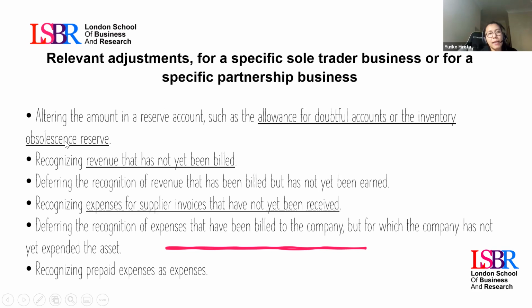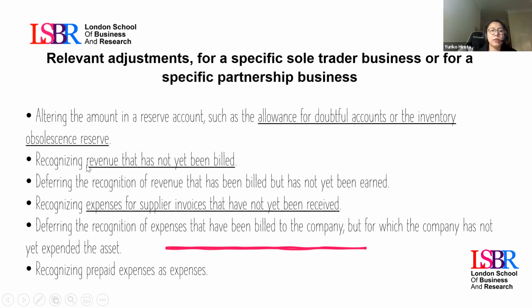I wrote the most relevant adjustments, even though we already discussed deeply what the most common adjustments are. Just to recap, we can find, for example, the allowance for doubtful accounts, reflecting the risk if a client didn't pay us. So we can have this allowance in clients, or even in inventory.